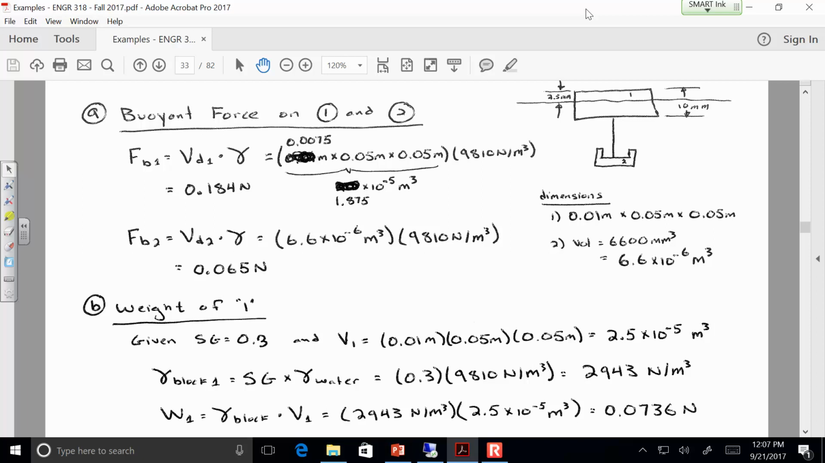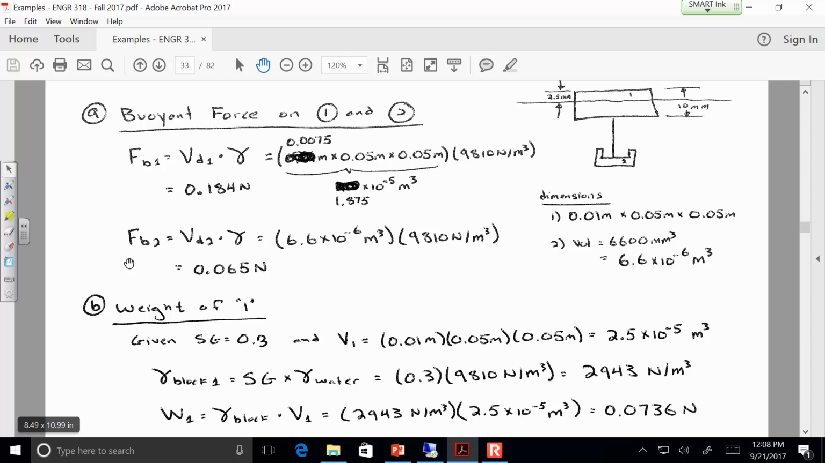So the first thing that we see in the solution here is calculating the buoyant force of both of the two objects. The first object, the buoyant force depends on how submerged it is, and this parameter of 7.5 millimeters by its other dimensions, 50 millimeters both in width and in depth into the page, multiplied by the unit weight. So 0.184 newtons. Who got that same buoyant force for the block, acting on the block?